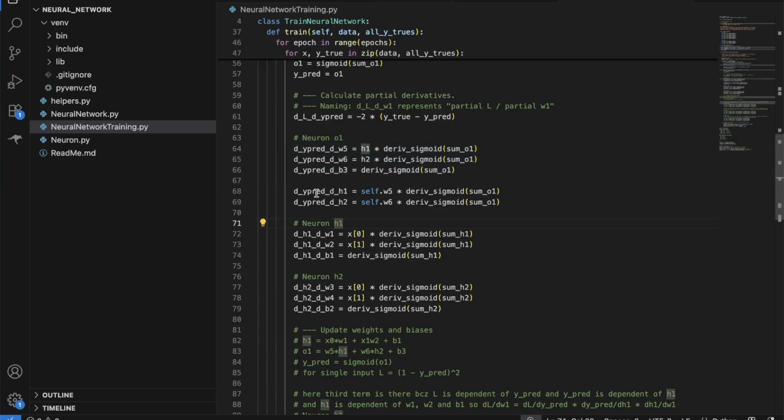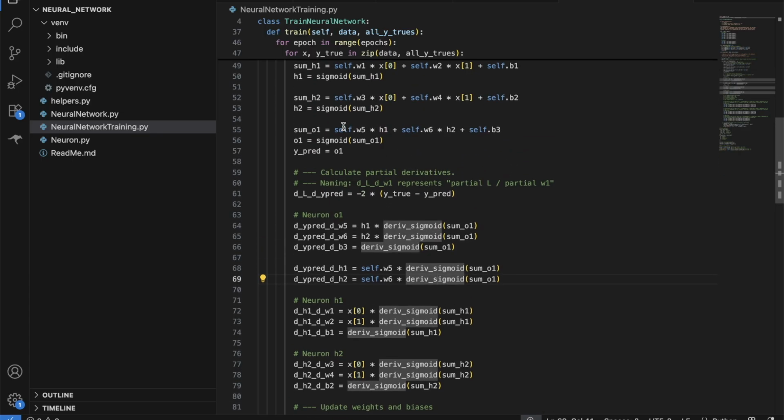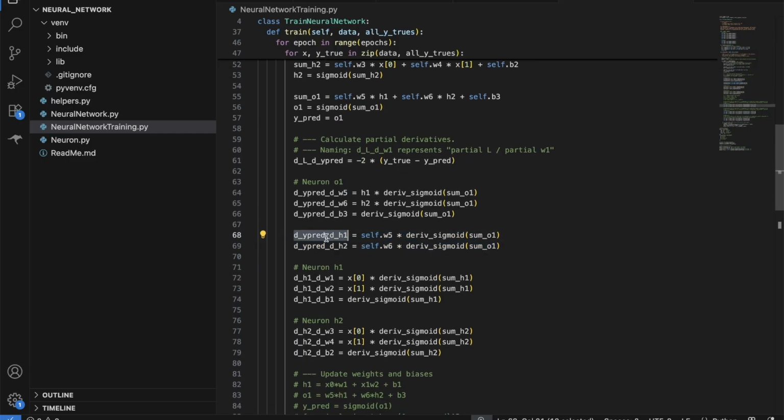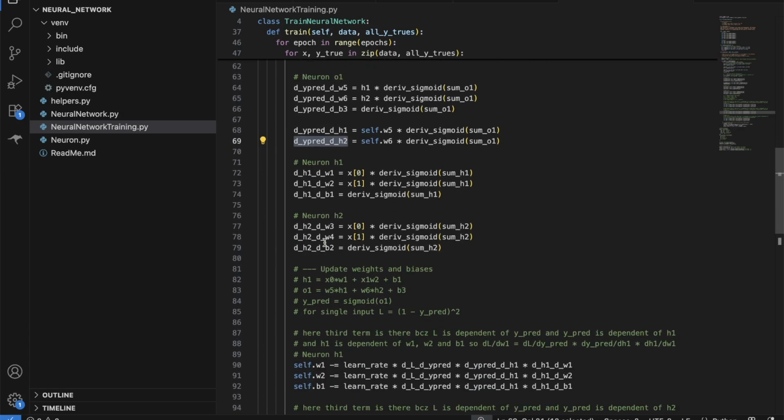Similarly, we calculate our delta y pred by delta h1 and h2, which will turn out to be w5 into derivative sigmoid of sum o1 and w6 into derivative sigmoid of sum o1, coming again from here. Earlier we were calculating based on w5, hence keeping h1 constant. Now we are calculating the same function based on h1, hence keeping w5 constant, which turns out different results. Now we use these two values in our further calculations for w1, w2, w3 and w4.